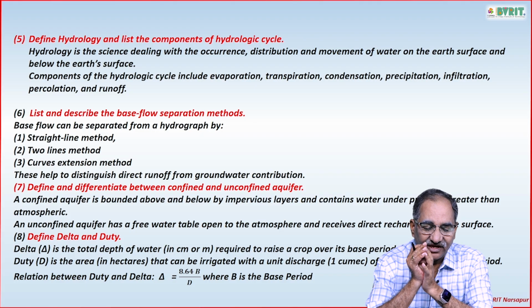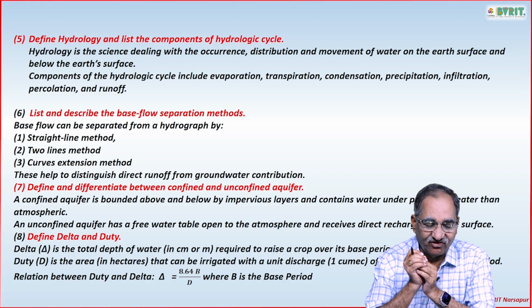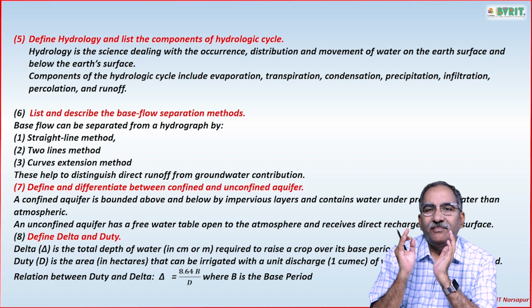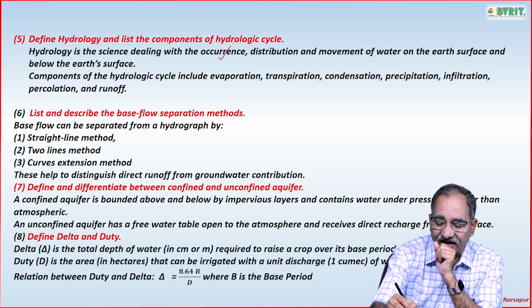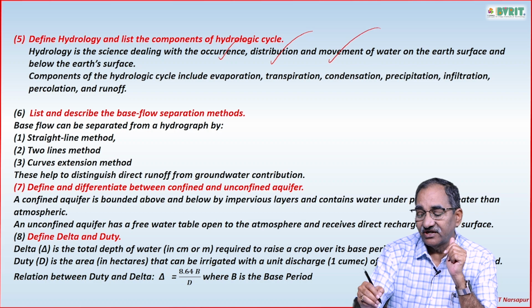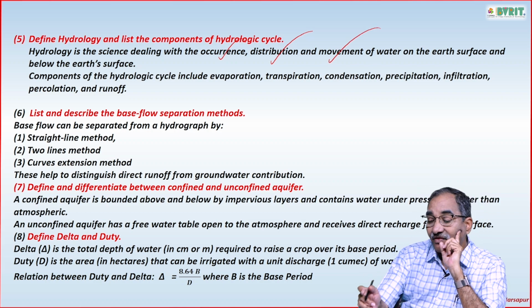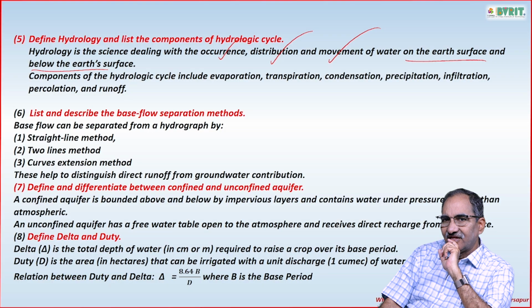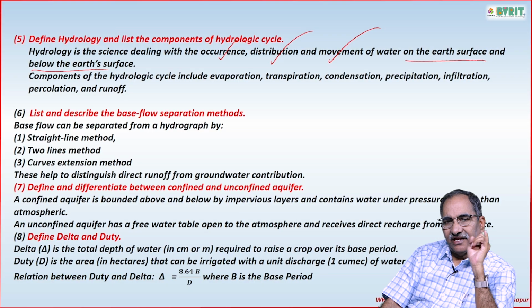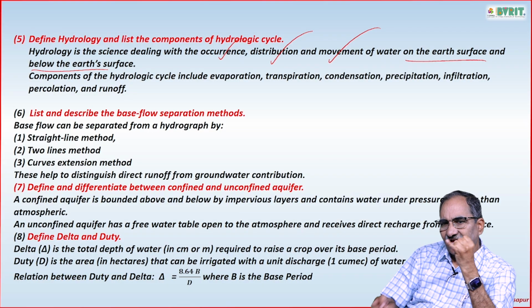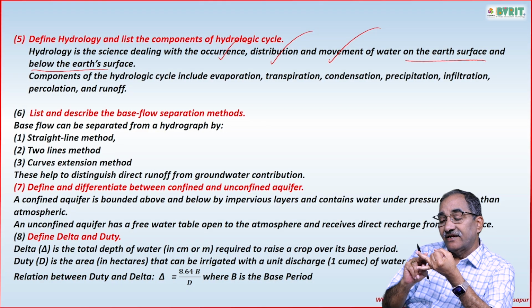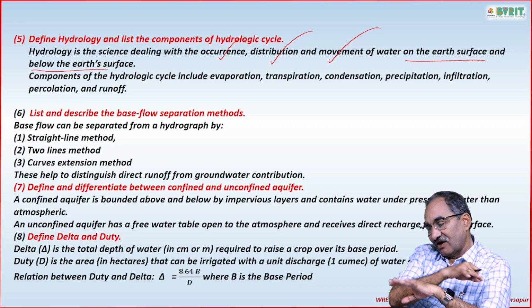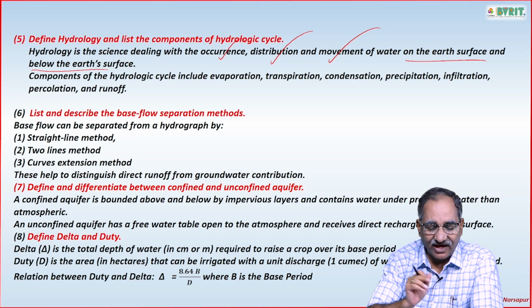Define hydrology and list the components of the hydrologic cycle. Hydrology is the branch of science that deals with the occurrence, distribution and movement of water on the earth's surface and also beneath the earth's surface.